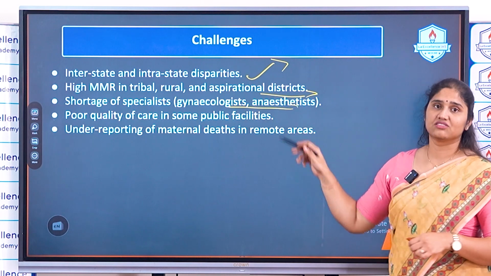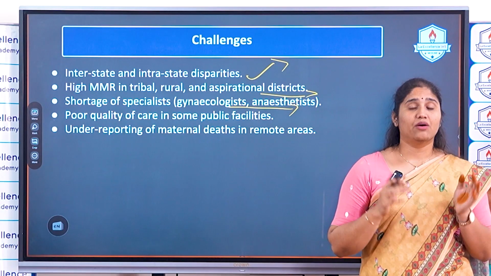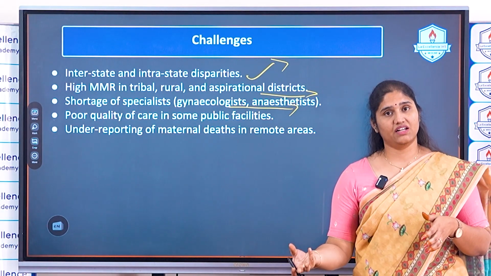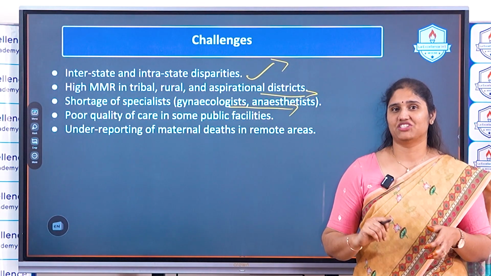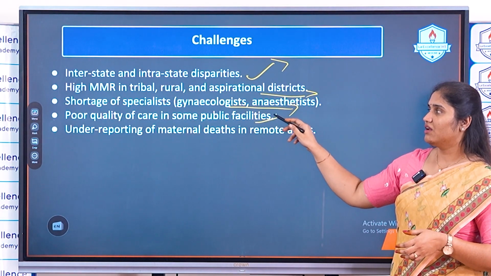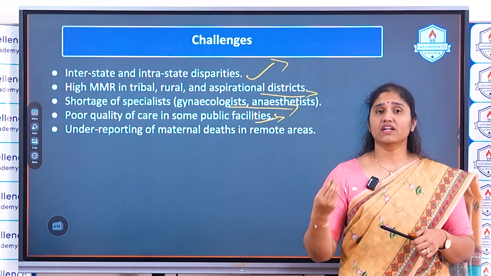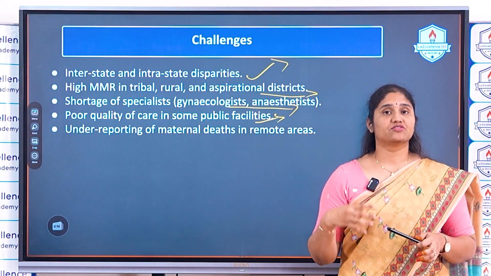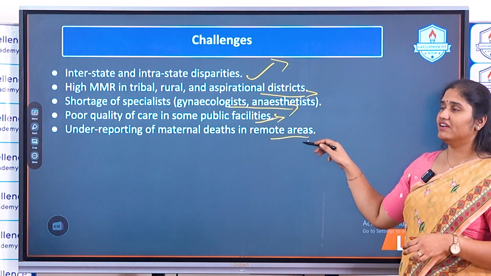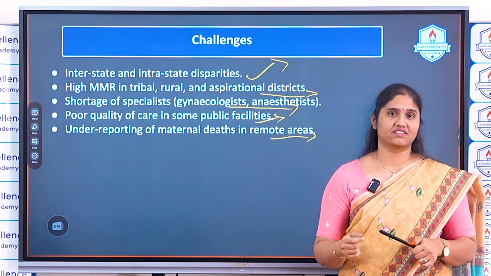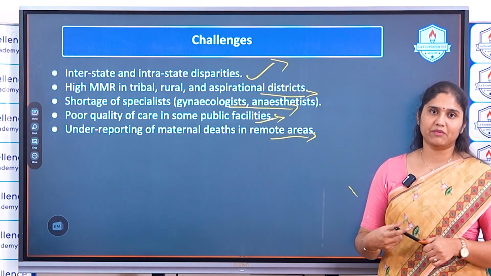Third, shortage of specialists. This is one common problem. Though there are many medical colleges in India, how many doctors, specifically gynecologists and anesthesiologists, are actually present in rural India is still a question mark. Then we have poor quality of care in some public facilities; the primary and secondary health centers are not equipped with proper labor room facilities, proper medical facilities, or trained professionals. Then there is underreporting of maternal deaths in remote areas. This is a hindrance: we calculate the MMR, but underreporting hinders the calculation of the MMR in the country.